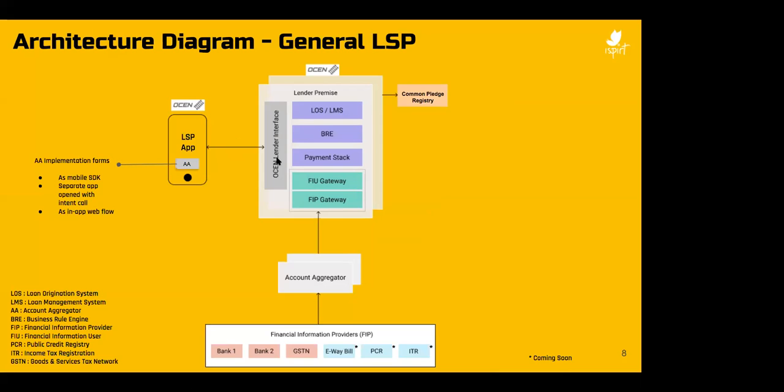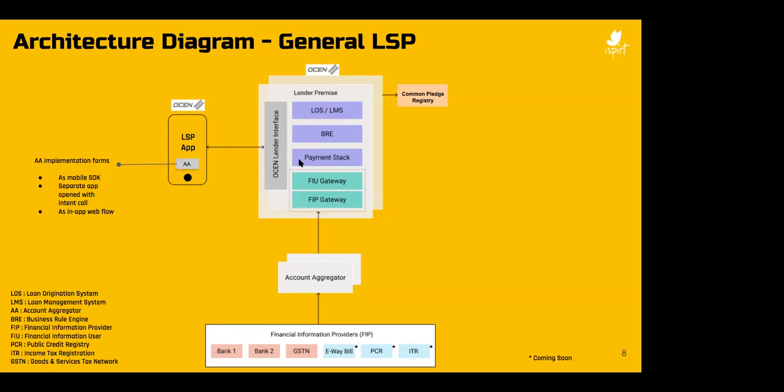For a lender, what it does is the forward connect with many LSP apps, and it ingests the array of loan applications, all in standardized format, for loan consideration. And in the backward connect, it orchestrates the internal communication with the BRE, the business rule engine, the LMS, LOS, the loan origination management systems, the payment stack, and the FIU gateway, which is the financial information user gateway of the lender. In the BRE, the lenders create new instances of loan product types, and the payment stack is utilized for payment disbursement and recollection.